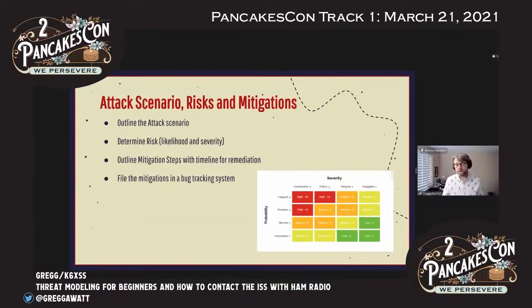And then I always like to file the mitigations in a bug tracking system. Just throw it right into Jira, get somebody to track it, so that it actually gets done, because it's a great thing to come up with all these problems and all these solutions, but if nobody fixes it, what's the point?